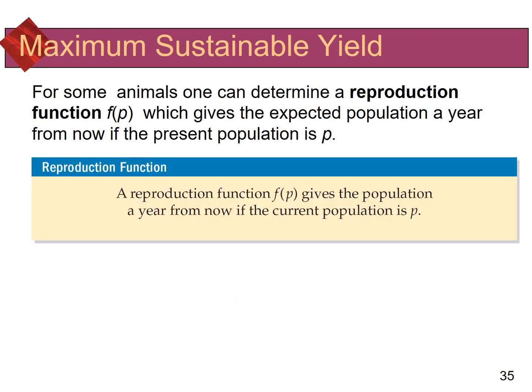So for some animals, one can determine a reproduction function called f of p, and this is going to be something that's often given to you, so you don't have to worry about coming up with it yourself. How they come up with it is something we're not getting into, at least not at this moment. But it gives the expected population a year from now if the present population is p.